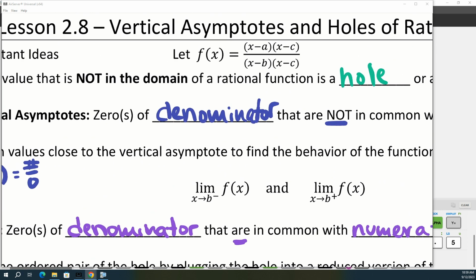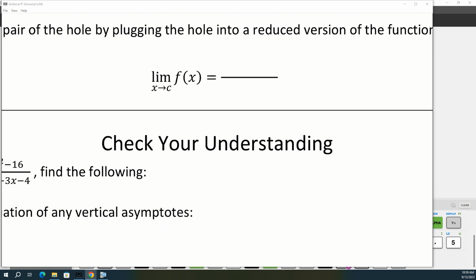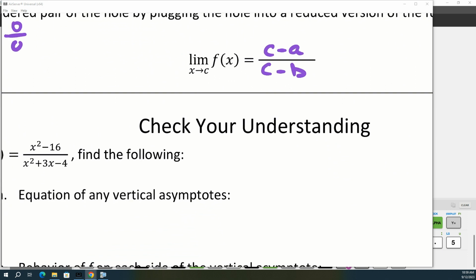And so what I can do is, and we did this yesterday, we're going to continue doing it today, is just box those out because they're in common. And then you plug that c into the other parts of it. So in this case, we're finding the limit as x approaches c, and we plug it in, it becomes c minus a over c minus b. And again, I think this is going to make a little more sense whenever it's numbers and not ABC.